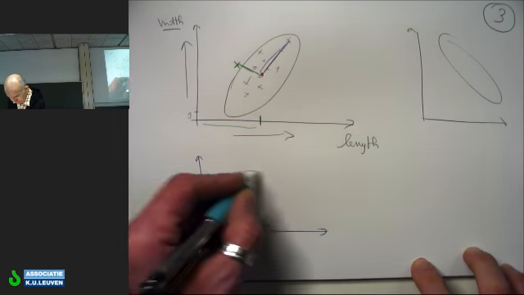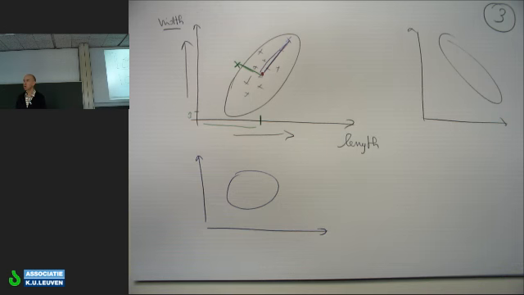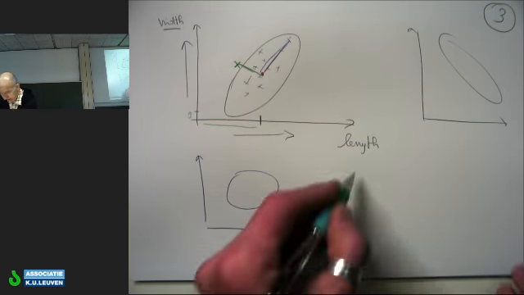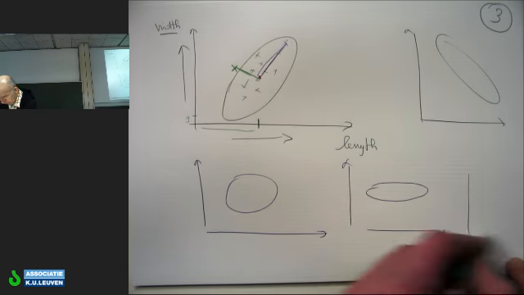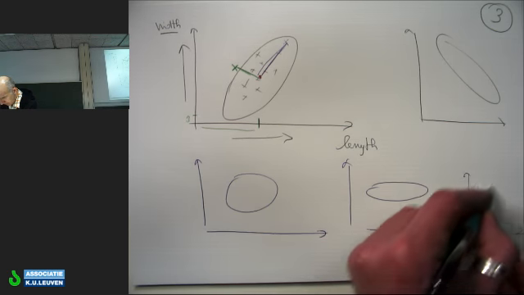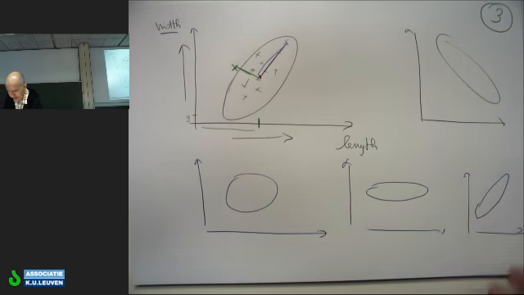If I have a cloud of points like this, it's good to start to think geometrically also. It's always a little easier to understand what's happening. Or one like that. Or one like that. I have now 3 different situations.